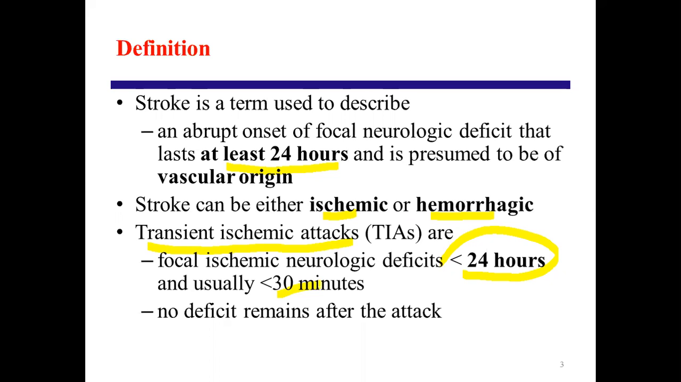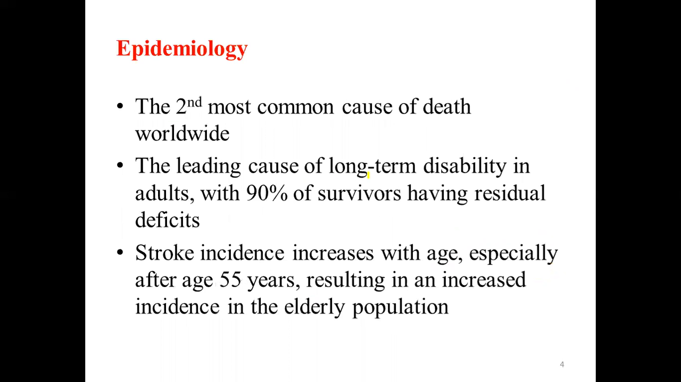But most of the time, there is no deficit remaining after the attack. After the brief ischemia, in most transient ischemic attacks, there is no neurological deficit. But in the case of stroke, mostly there is a deficit; permanent or temporary neurological deficit is very, very common. So what is the global epidemiology of this condition?